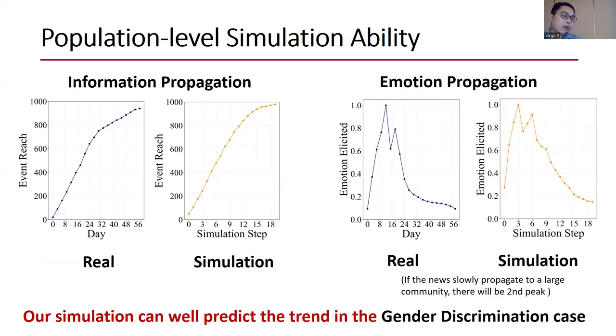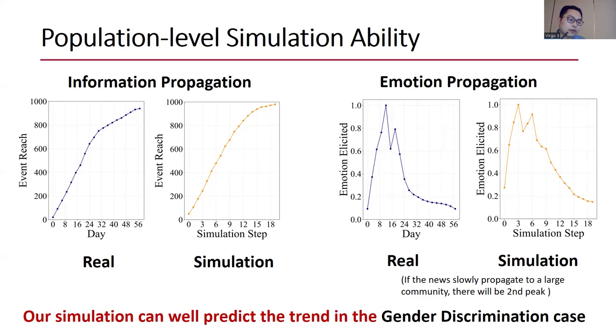We also have the population level simulation performance evaluation to test whether the information propagation has the same trend as the real world data. So in the left picture, we show the comparison between real propagation and the simulated propagation. Of course, the day and simulation steps are not the same, right? But we observe the same trend that we want to observe. For the emotion propagation, we also observe a very interesting response between two figures. First is real, and the second is simulation.